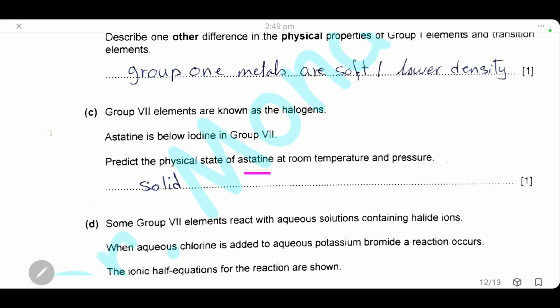For group 7, the trend of the physical state starts from fluorine, which is a gas, then chlorine is a gas. After that, bromine is a liquid, iodine is a solid, then astatine is below iodine, so it will also be solid. The physical state is solid for astatine, as we can detect from the trend of the physical state in group 7.